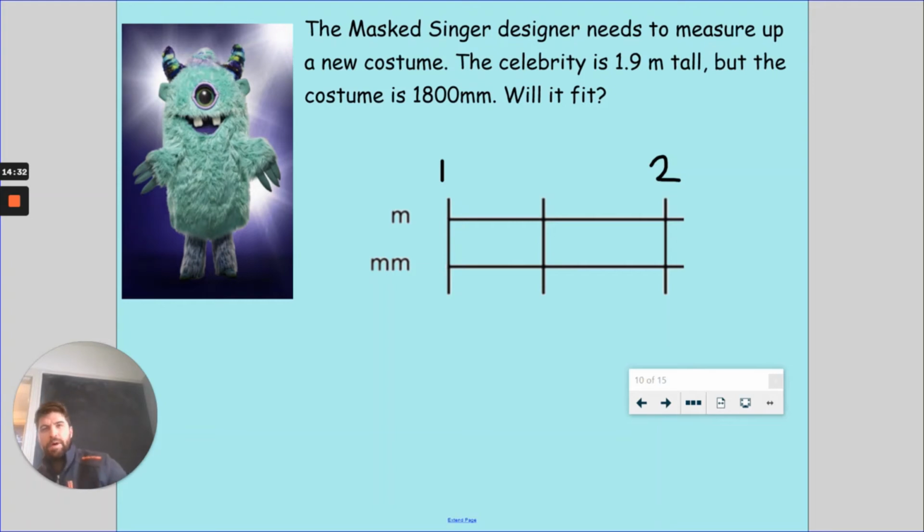That's using a number line. Let's apply it to a problem then. Let's see if we can apply it to a question. The Masked Singer designer needs to measure up for a new costume. The celebrity is 1.9 meters tall, but the costume is 1,800 millimeters tall. Will it fit?